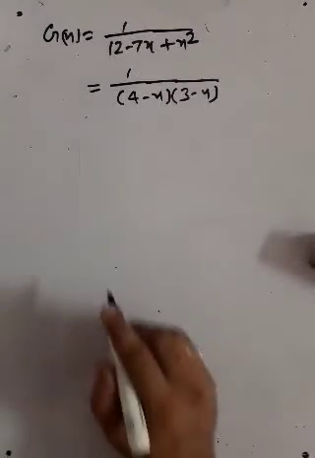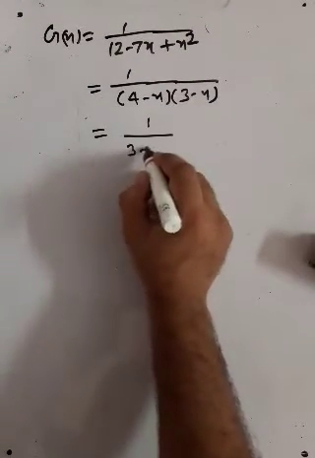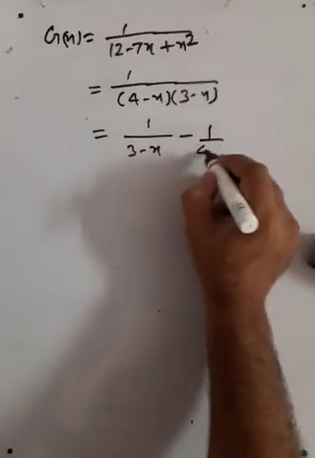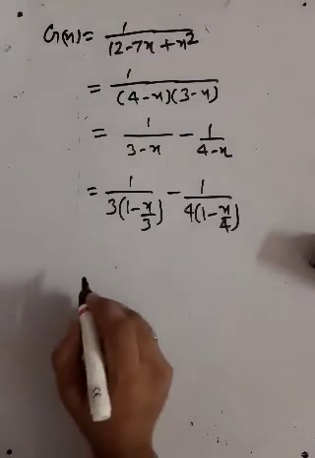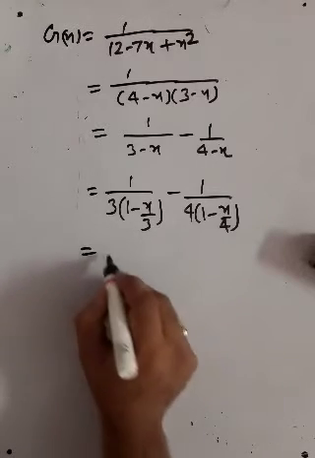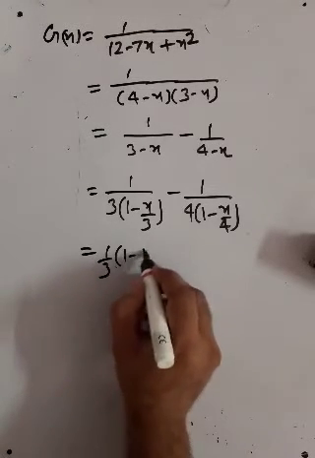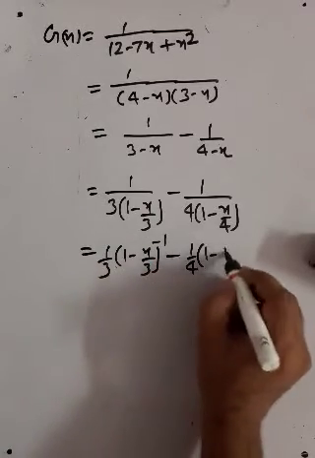Now the factors are this and the partial fraction becomes this. Taking 3 and 4 in these factors, 1/3 times 1 minus x upon 3 power minus 1, and 1/4 times 1 minus x upon 4 power minus 1.